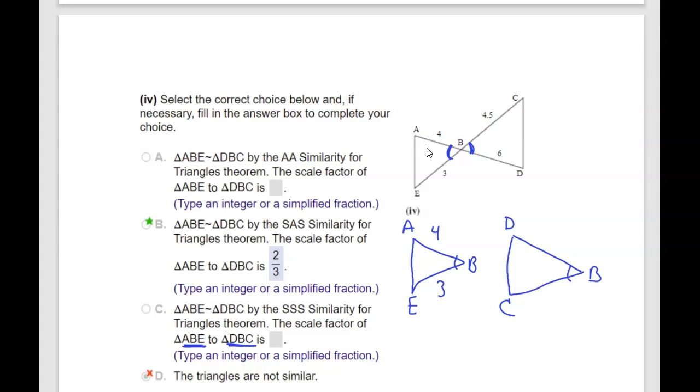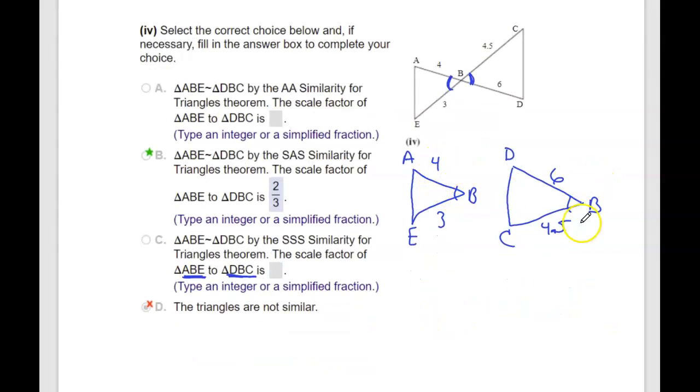And we know that B is here. So we know that D to B is 6 and C to B is 4.5. Not 4.4, 4.5. And the reason why I looked at the way that that was written is because I want to look at which sides correspond to each other. Okay?